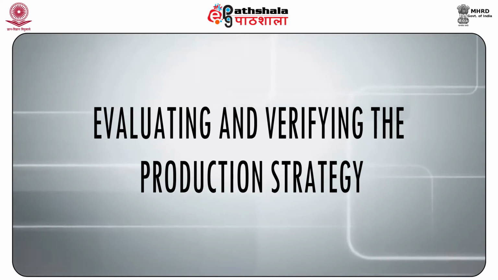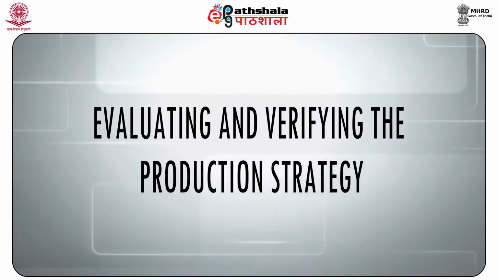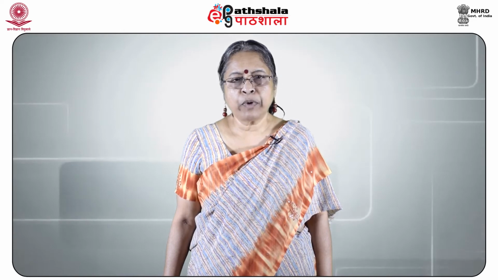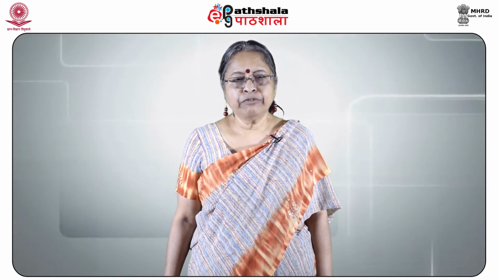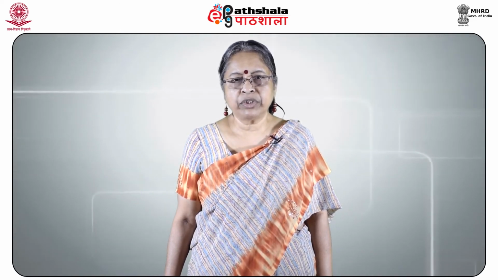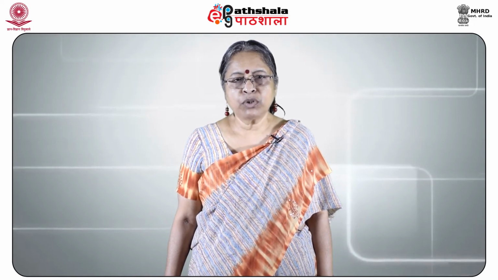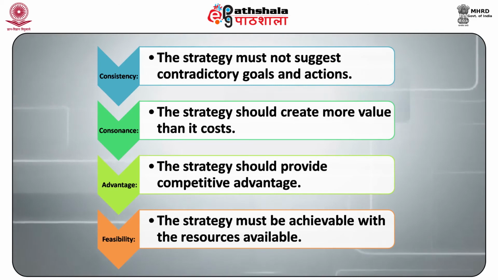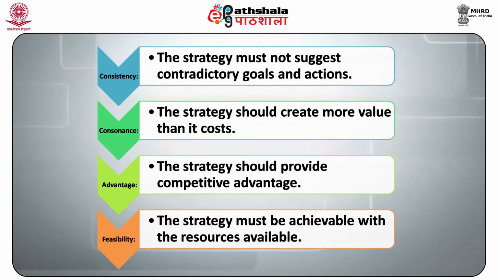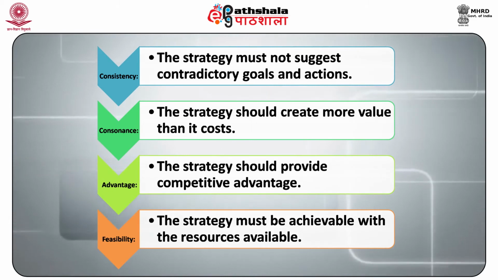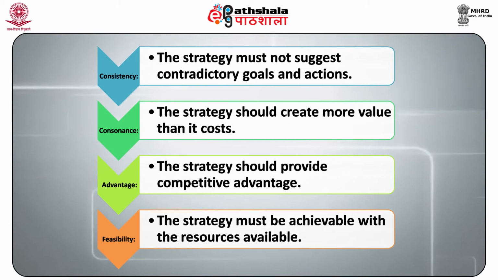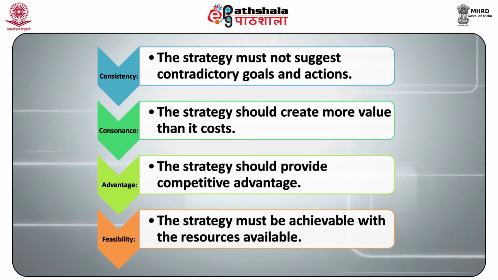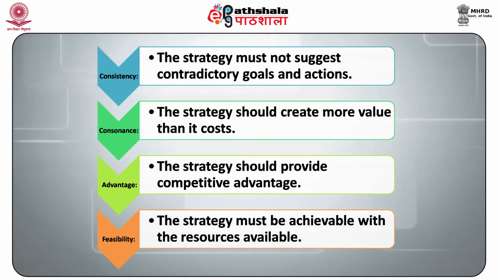Evaluating and verifying the production strategy. Rumelt also provides 4 criteria for evaluating a business strategy that are applicable to a production strategy for a product line. Consistency. The strategy must not suggest contradictory goals and actions. Consonance. The strategy should create more value than it costs. Advantage. The strategy should provide competitive advantage.